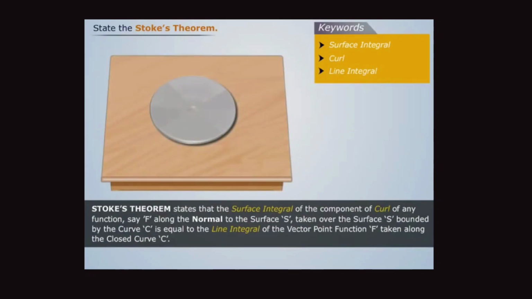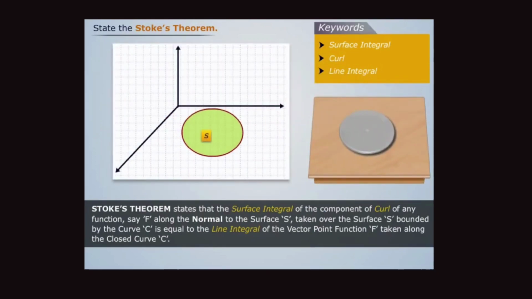To understand this theorem, let's take an example of a plate kept on a table. Let the surface of this plate be S, bounded by a closed curve C. Let's assume that a continuous vector function m is acting on the surface of this plate. We know that a unit normal vector, say n cap, is also acting on the surface of this plate.